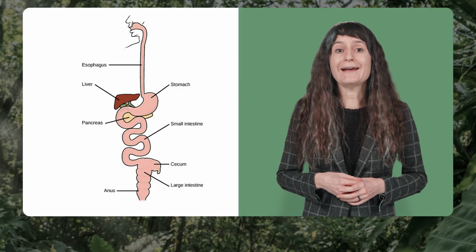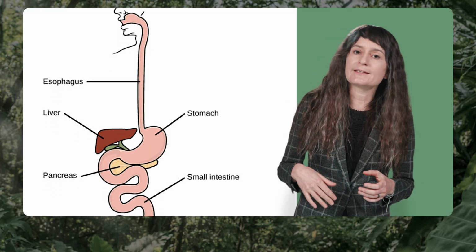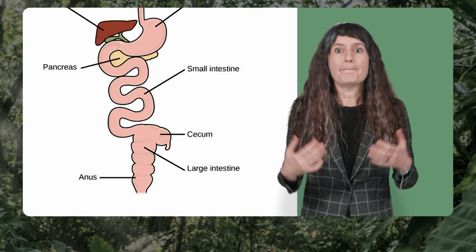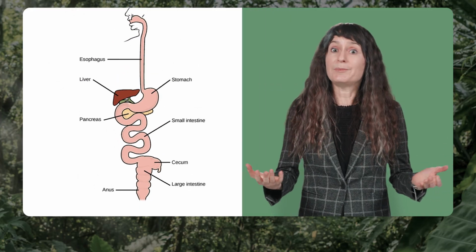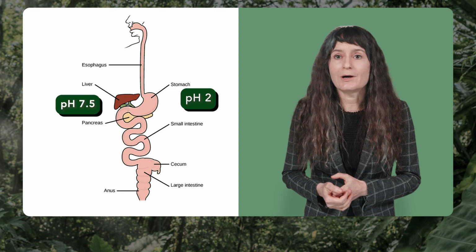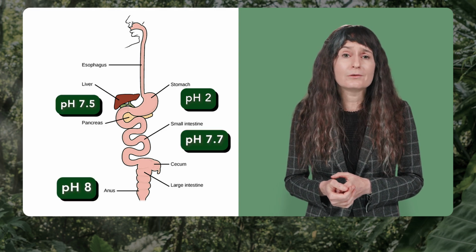But it's not all sunshine and roses for the tapeworm because the vertebrate gut is not consistent across its length in terms of its quality as a habitat. Consider this diagram of the vertebrate alimentary tract, moving from the mouth down to the esophagus, to the stomach, small intestine, large intestine, and anus. Across that gradient, many things change, including the pH. pH is about 2 in the stomach, 7.5 in the duodenum, 7.7 in the small intestine, and 8 as you get closer to the colon.